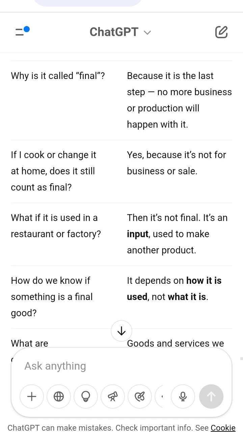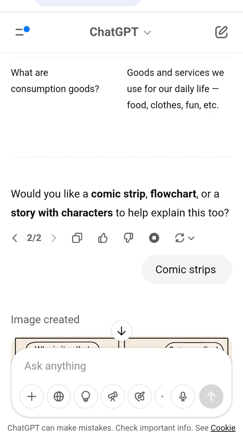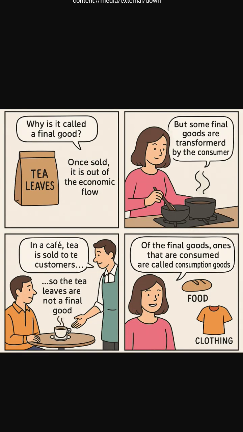What are consumption goods? Goods and services we use for our daily life. Food, clothes, fun, etc. Would you like a comic strip, flowchart, or a story with characters to help explain this too?